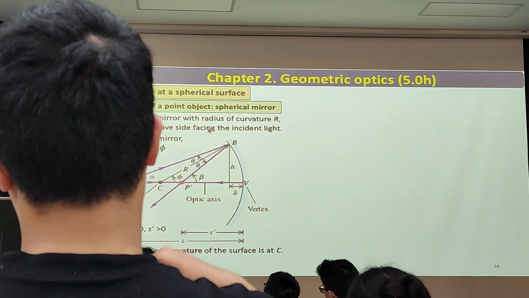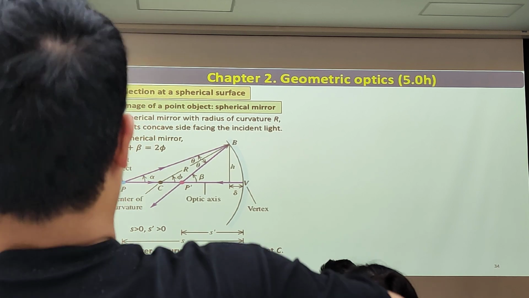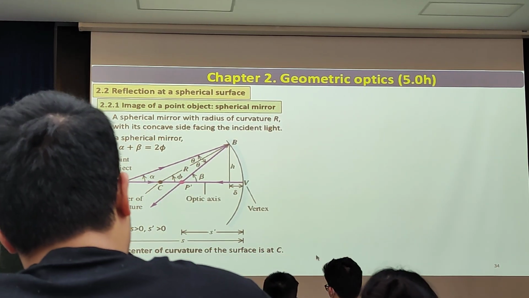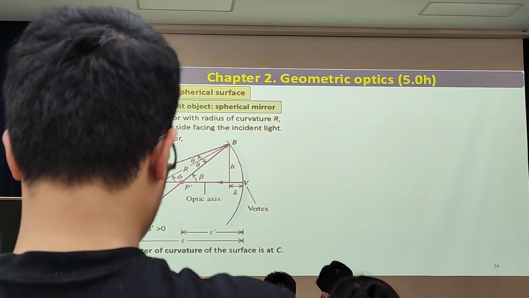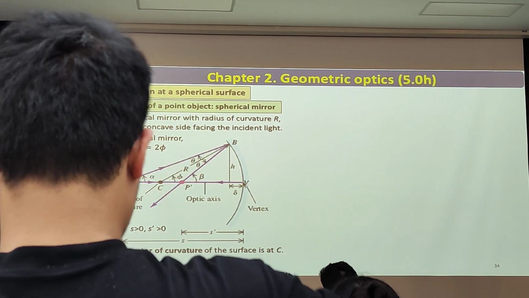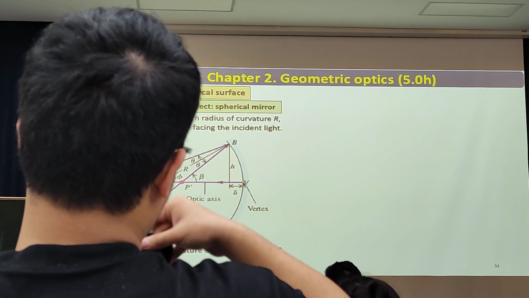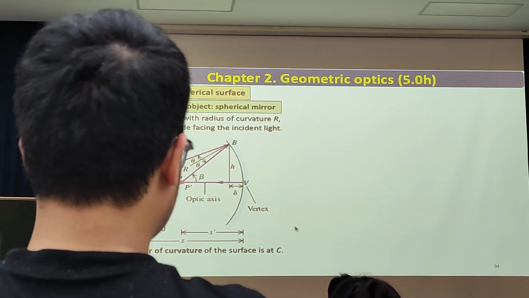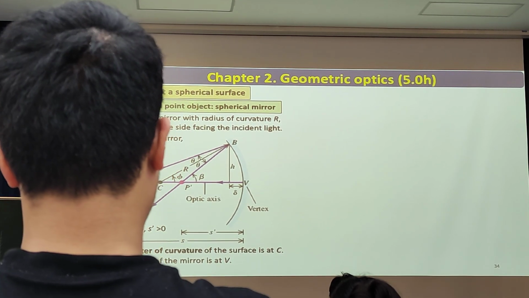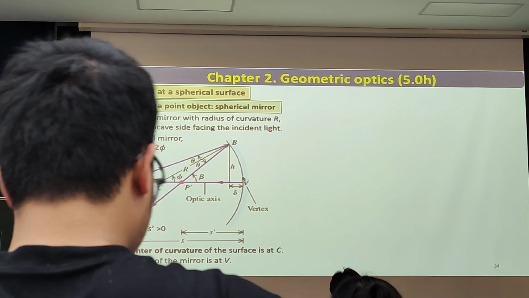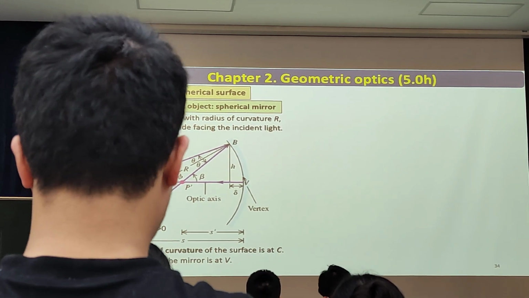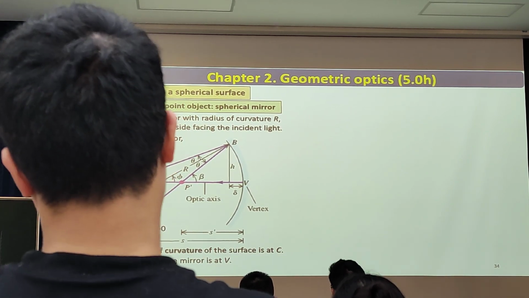If you draw fully this shape, you will have a spherical object, right? So keep in mind C is the center of curvature here. And you have this point V. V means vertex. So you have the vertex of the mirror at V. When you draw, you can draw like this shape, or you can use the symbol over there, the notation over there. It's up to you.